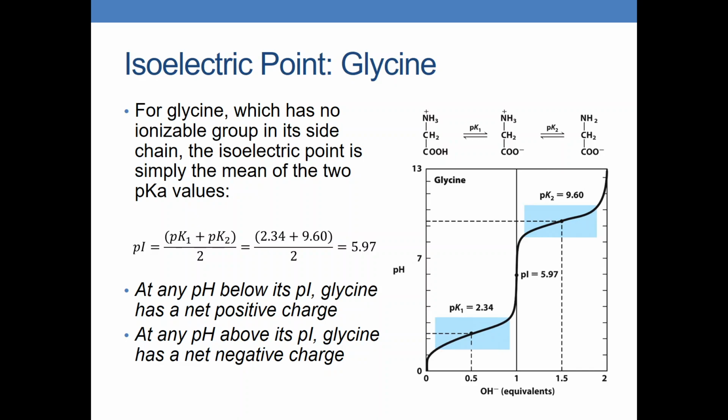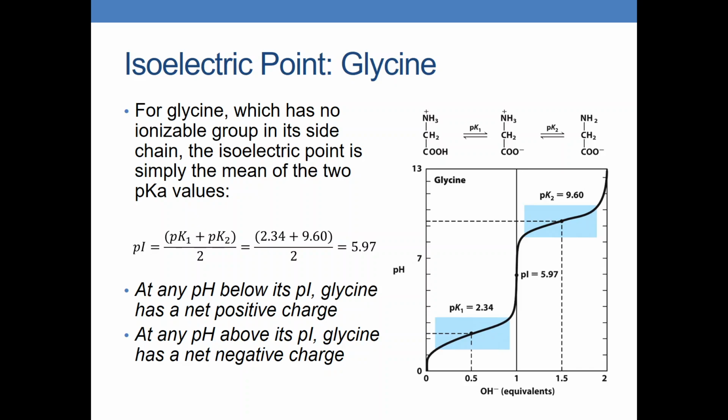Let's look at the example of glycine. First, remember that glycine has an R group that is a proton, so it is a truly dipolar amino acid. It has an R group that is not ionizable. The only ionizable groups here are the alpha amino group and the alpha carboxylic acid.